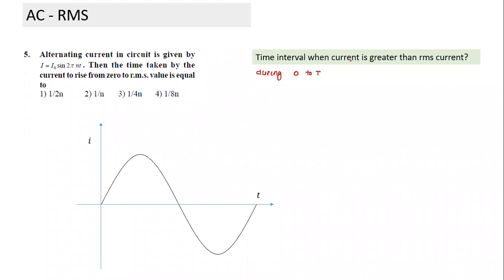So when the current is greater than RMS value, the power consumption is greater than average power consumption. When current is less than RMS current, power consumption is less than average power consumption. Okay.